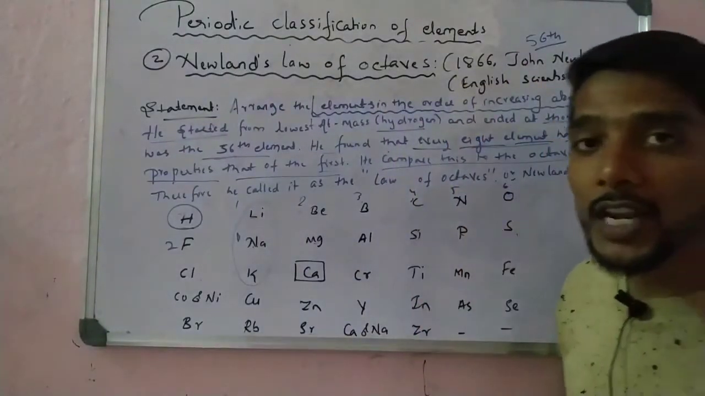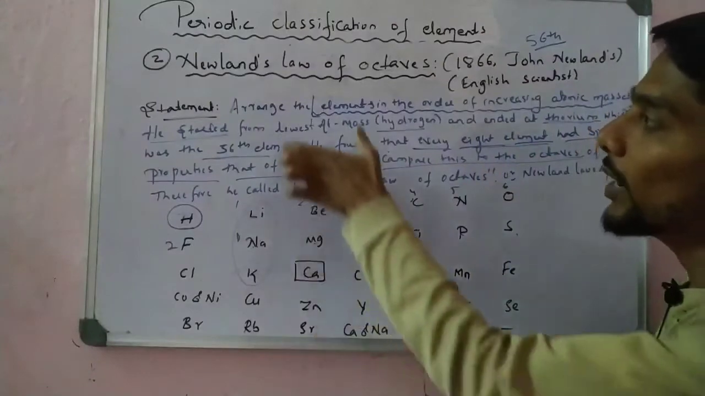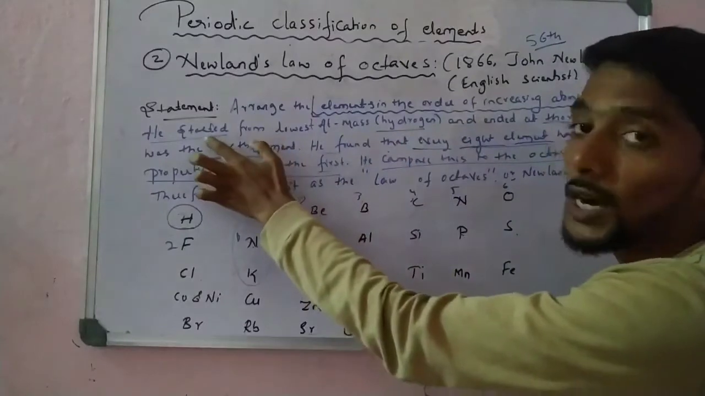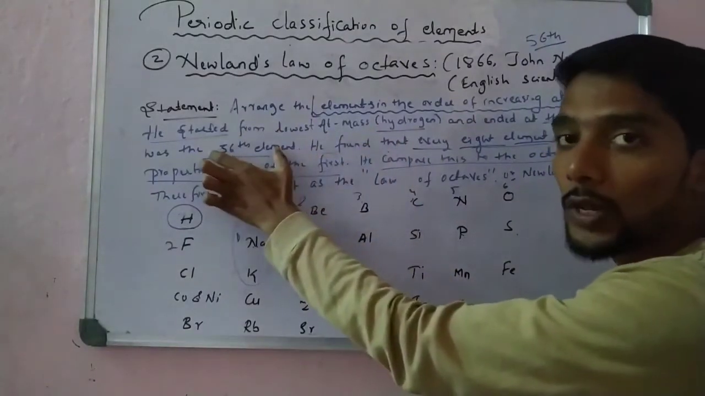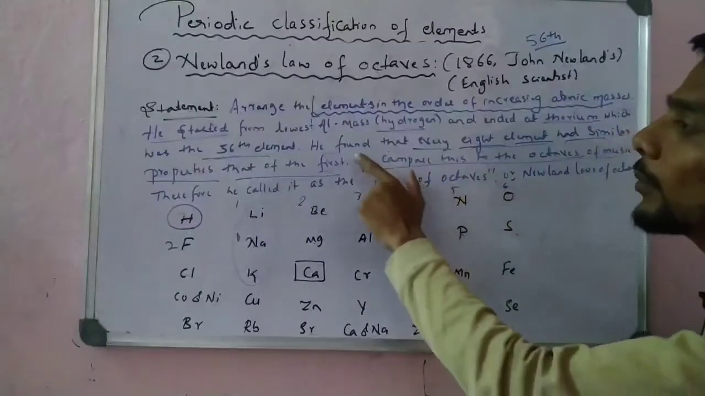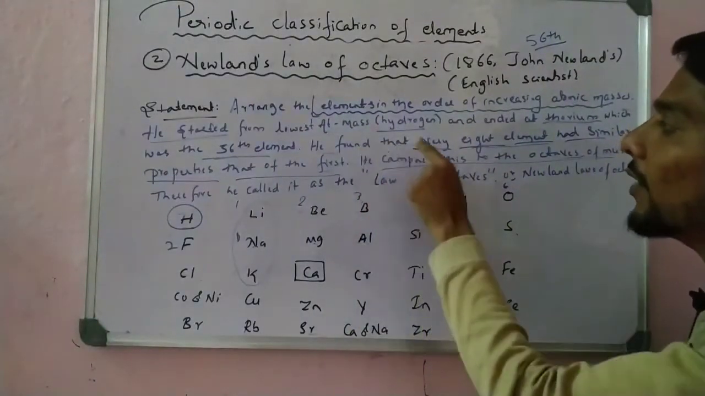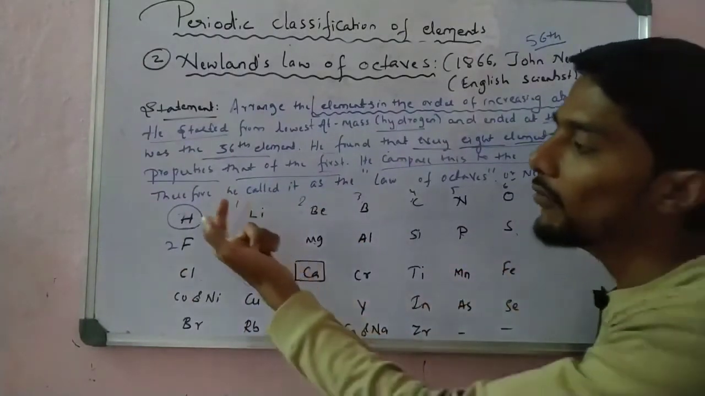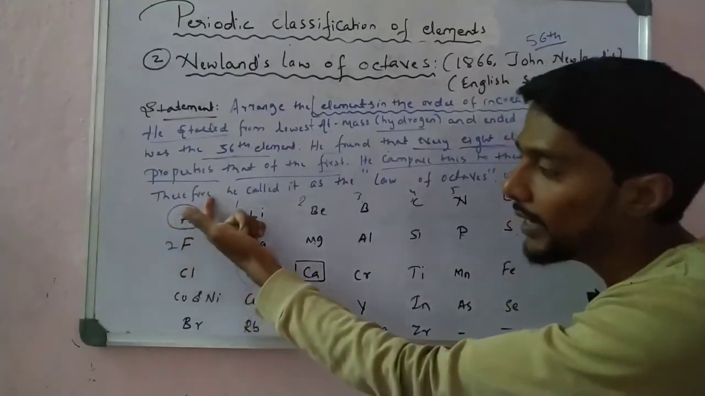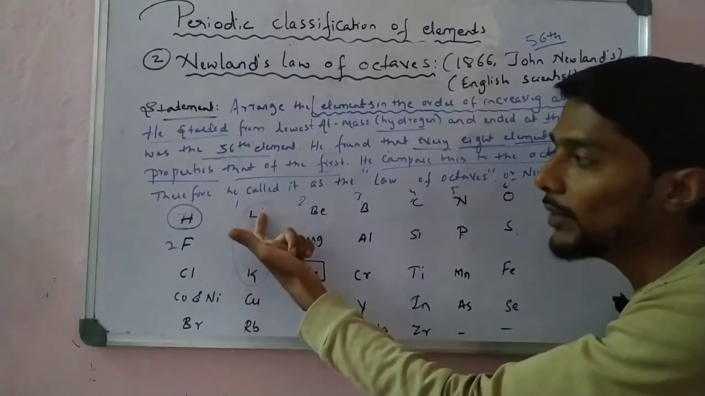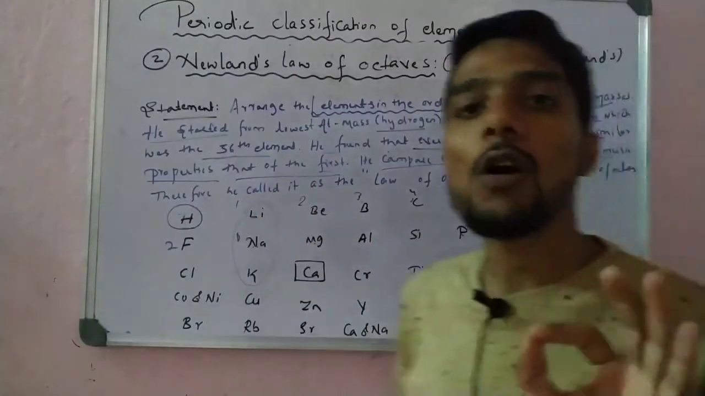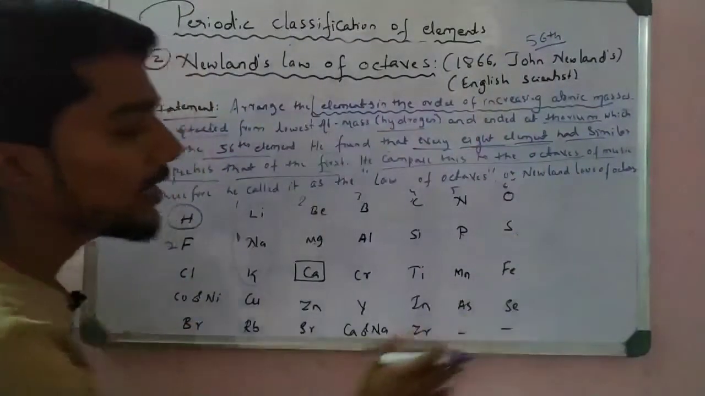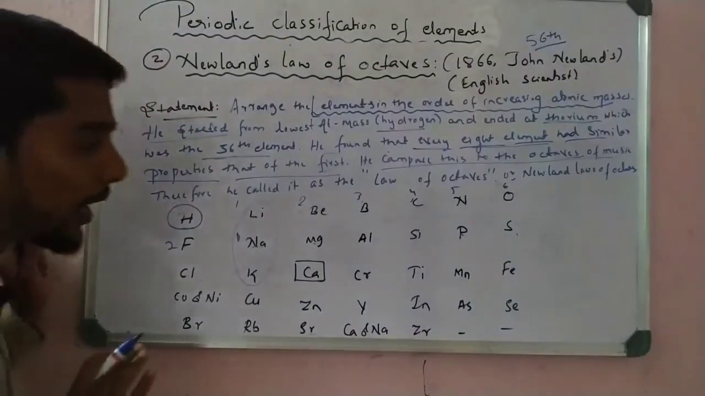So again I repeat: the statement has three parts. One part is the first principle, increasing order of atomic masses. The second part is about starting from hydrogen and ending with thorium, 56 elements. The third part is about the nature: he found that every eighth element is similar to the first element. It is compared to the music octave, and this is called Newlands' law of octaves. This is the Newlands arrangement.